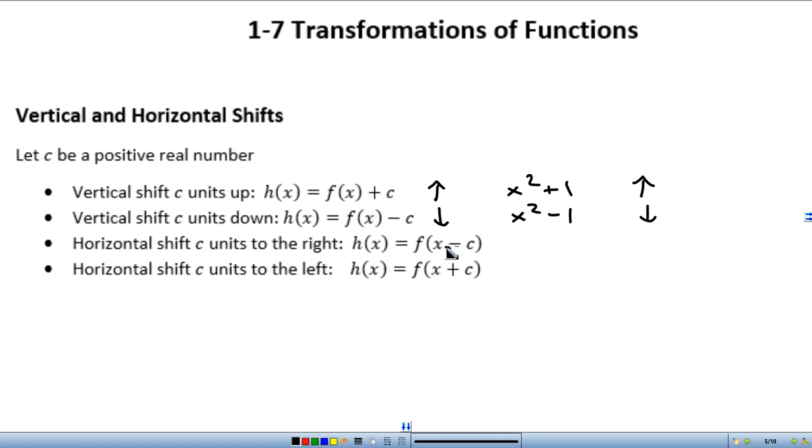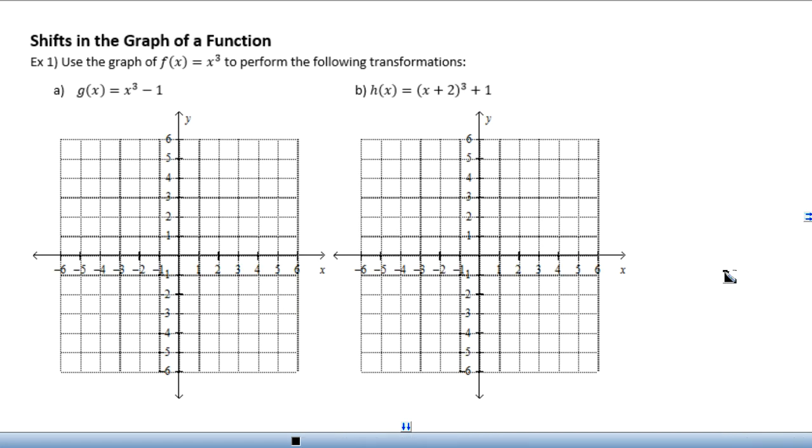If I have a subtraction with the x, so for instance, if I have x minus 1 quantity squared, that's a movement to the right of the graph of x squared. And if I have adding next to the x, so if I have x plus 1 paired with the x, quantity squared, that's moving it to the left. So let's actually just get into something.